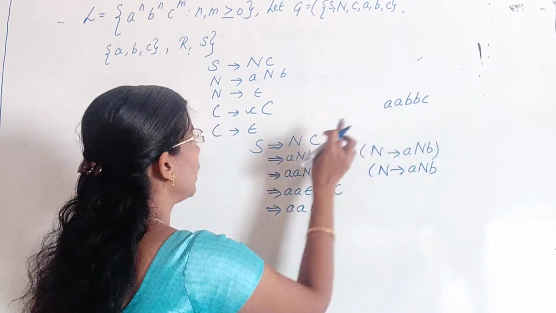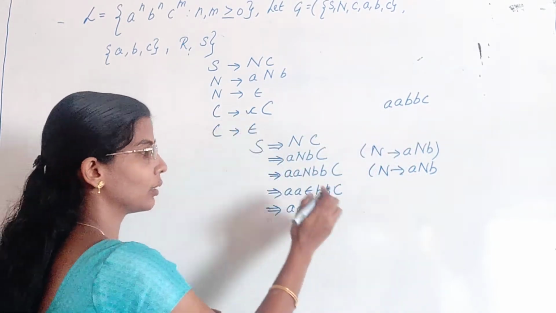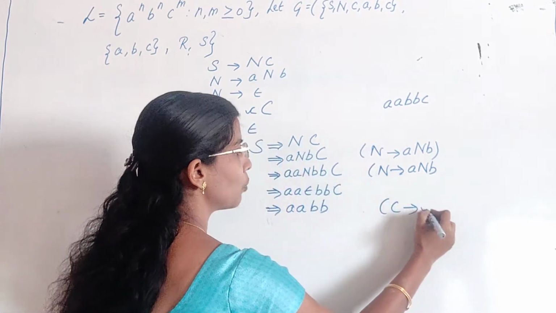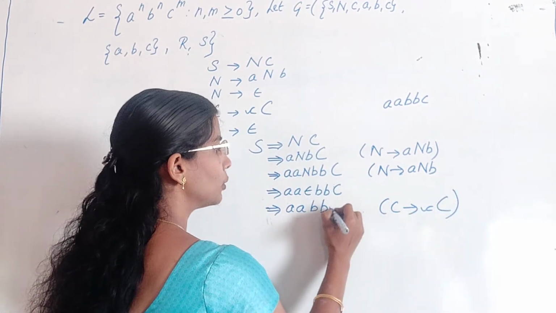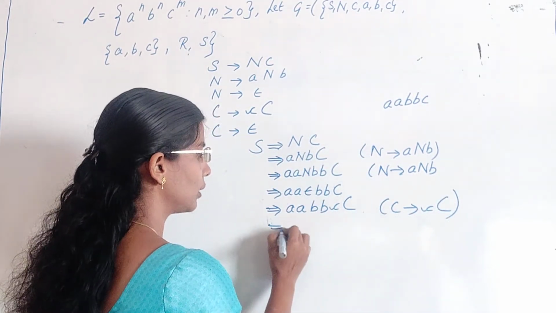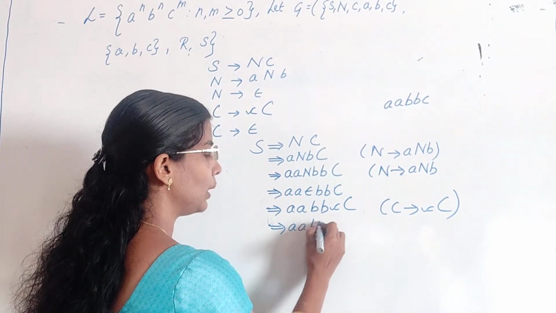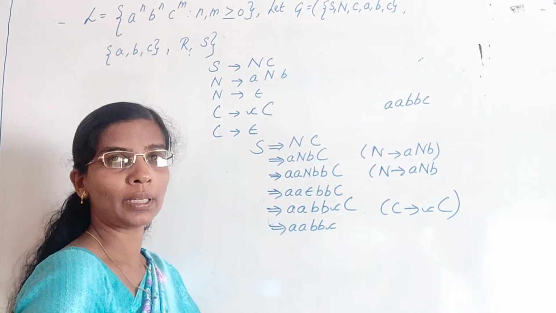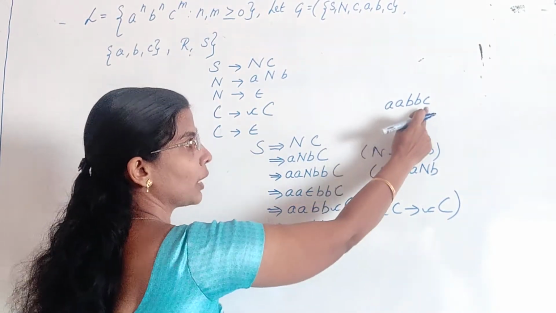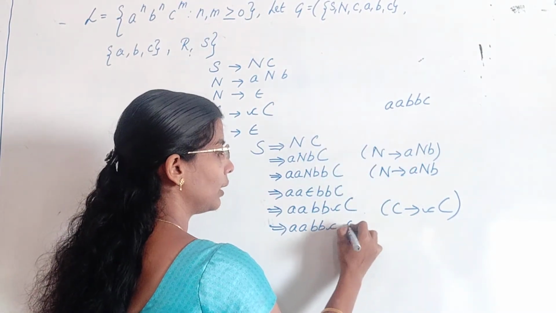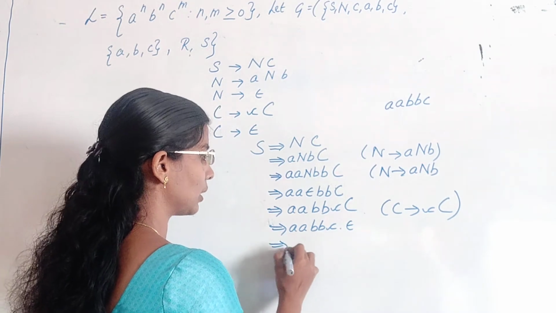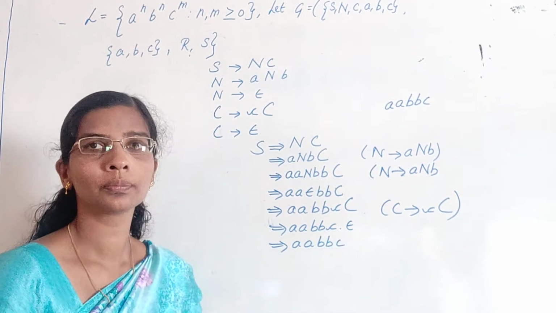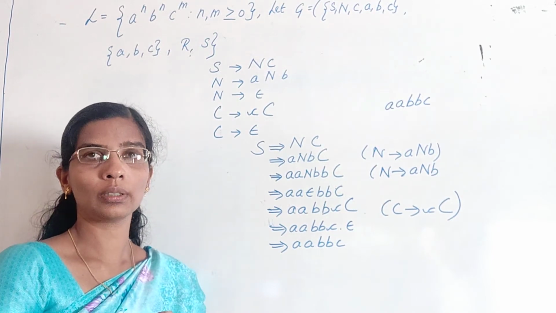Now how many C do I need? I need only one C. Right. So this C I replace with this production, small c, capital C. Right. A, B, B, c, C. Now what do I do with this capital C? Use this epsilon production because I need only one C. Right, C to epsilon, which is nothing but A, B, B, small c. Hope you understood it.